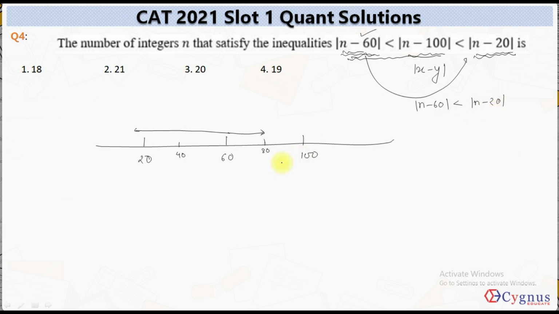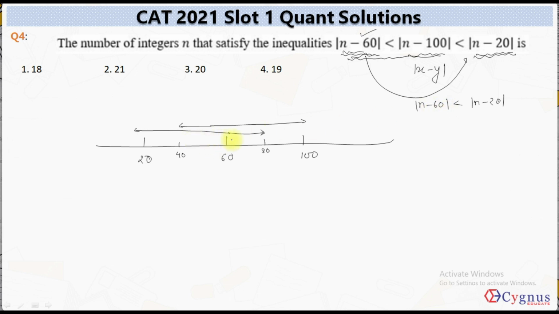ये तभी तो work करेगा. That means my point should be more closer to 60. So it should be greater than 40. This would be the range. Am I right? Yes or no? क्या range होना चाहिए? It should be more closer to 60 or more closer to 20. It should be more closer to 60.